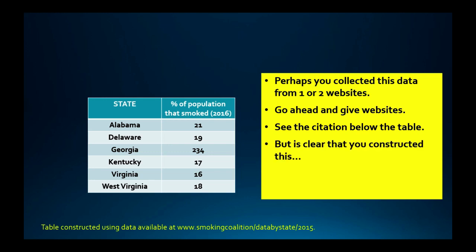So my language is making it clear that I constructed the table, because I've said table constructed using data available at. My wording is different. So we want to be careful. If I'm using somebody else's table, then you say this table is from. If I'm using somebody else's data to construct my own table, then I say the table is constructed using data from. So again, subtle difference, but it makes it clear to the reader what my contribution was. In this case, the contribution is I made this table myself, but I did use other people's data.